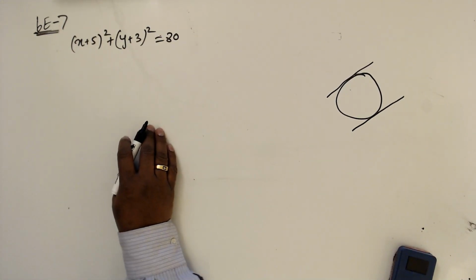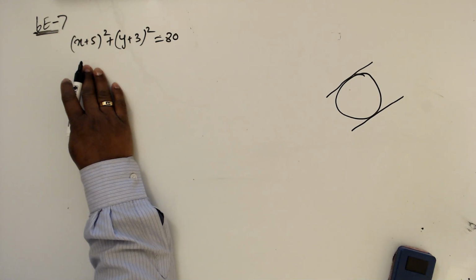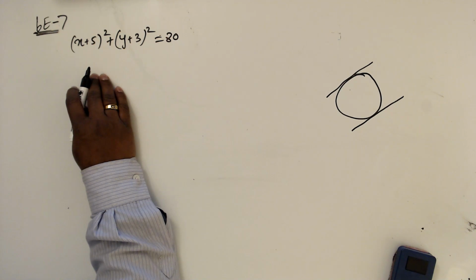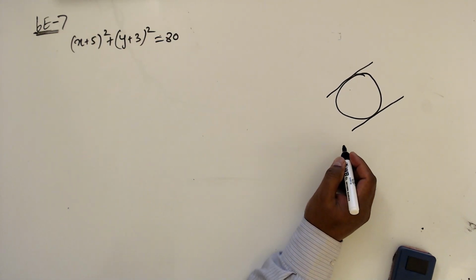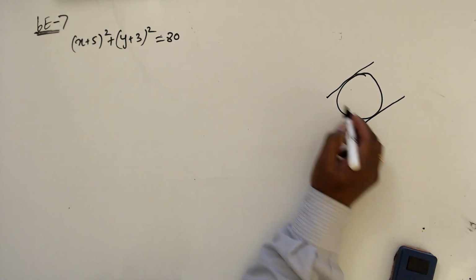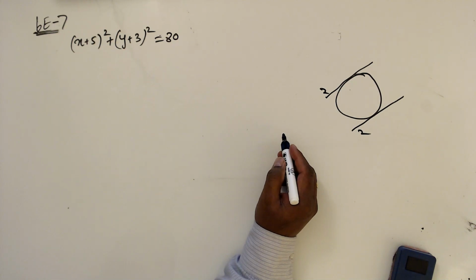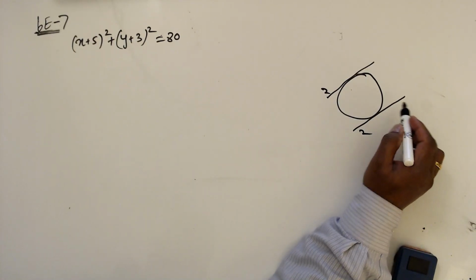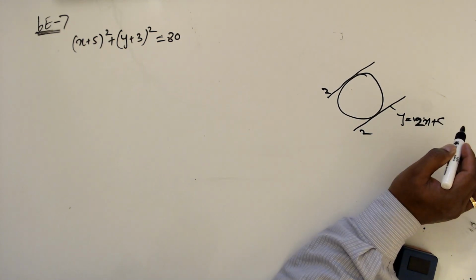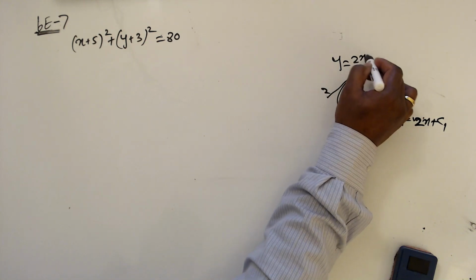Question number 7. This is the equation (x plus y) squared, (y plus 3) squared equals 80. We work this sum differently. The line L tangent to the circle has gradient 2. So both have gradient 2. Find two possible equations. So basically this is y equals 2x plus c1, and this is y equals 2x plus c2.